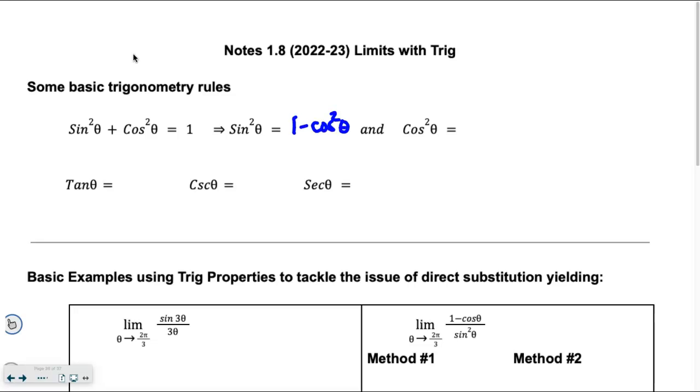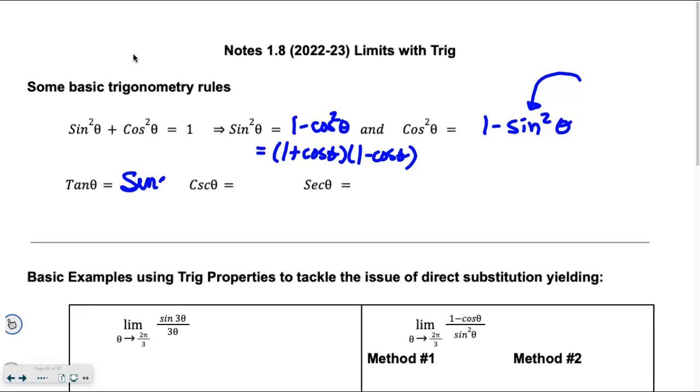You might want to do that if maybe you wanted a 1 plus cosine theta to cancel, because now you have a difference of squares. Same thing with cosine squared. Maybe you want to replace it with 1 minus sine squared theta, so that you can then factor that difference of squares and cancel.